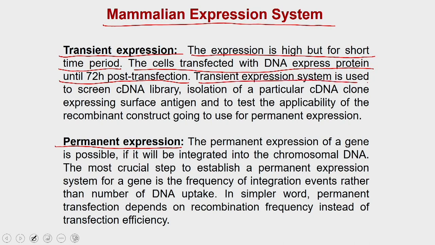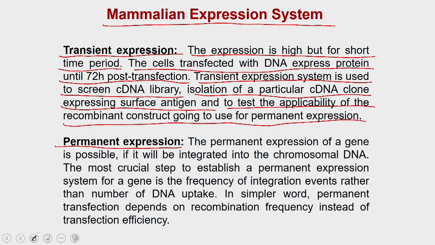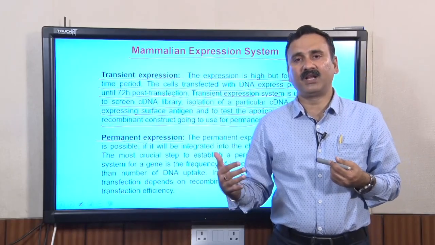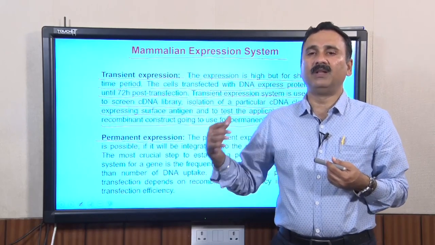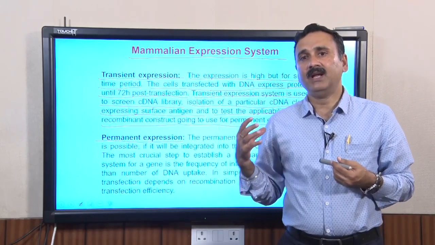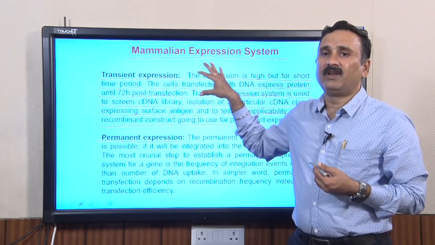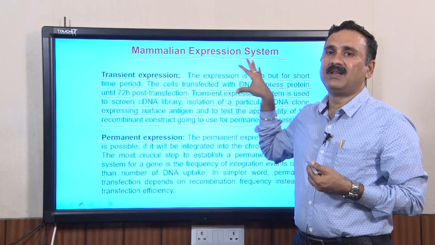Transient expression system is used to screen cDNA libraries, for isolation of a particular cDNA clone expressing a surface antigen, or to test the applicability of the recombinant construct going to be used for permanent expression. So before you go for the exhaustive exercise of permanent expression, you also want to test whether the construct you have prepared is going to express and give you the protein or not. For those kinds of expression as well, you always use the transient expression.